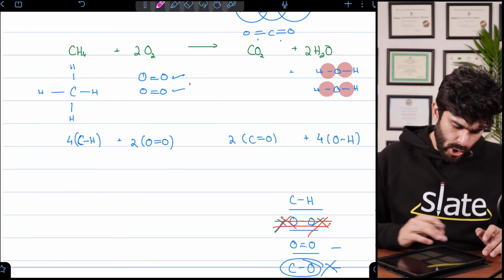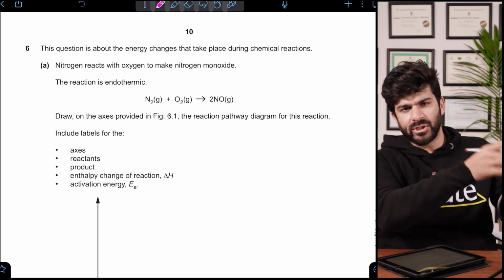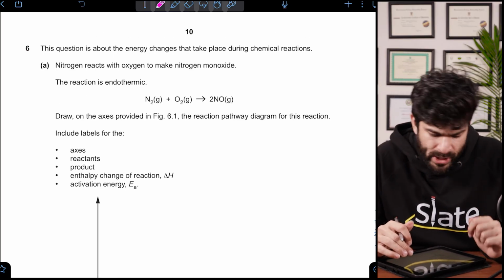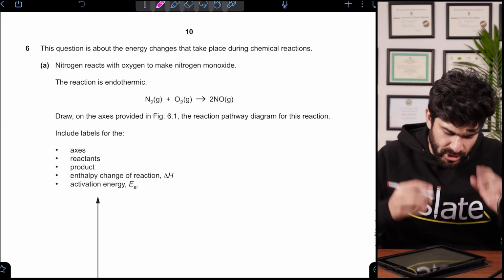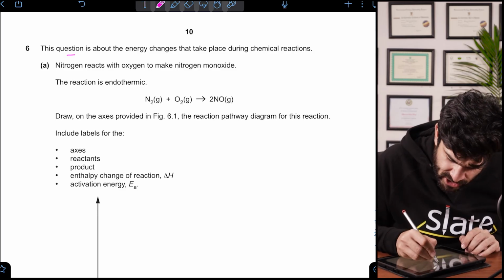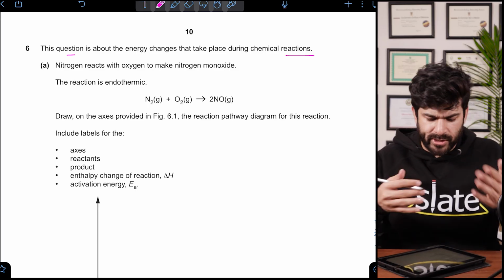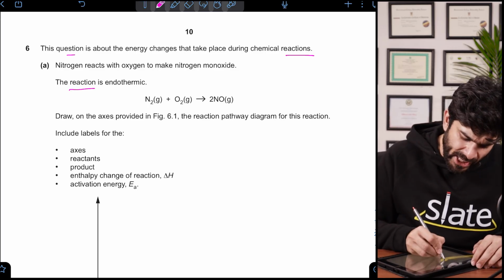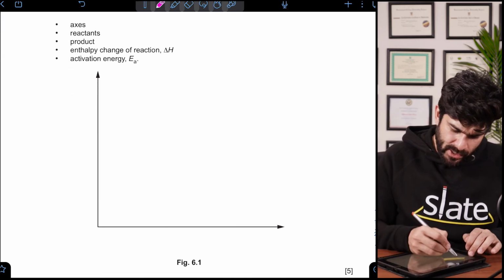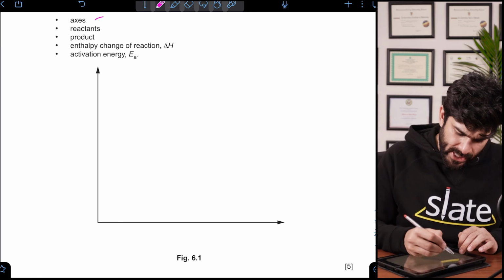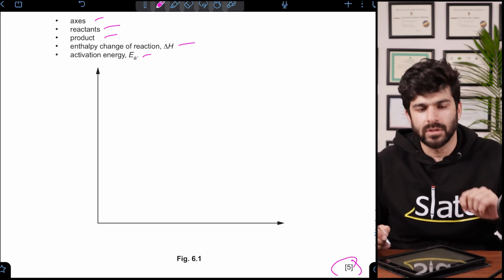But let's open a past paper question. The most recent one from the May-June exam of 2023. Now look at this question. They give you the example, information. The question is about the energy changes that take place during the chemical reactions. Nitrogen reacts with oxygen to make nitrogen monoxide. The reaction is endothermic. Draw the axis provided on figure 6.1. Axis, reactants, products, enthalpy change, activation energy. It's a 5-mark question, free of cost.